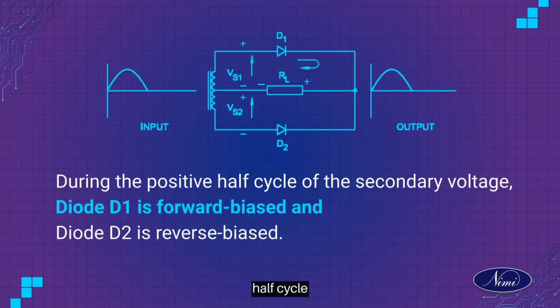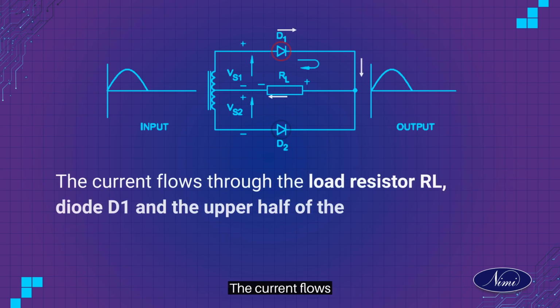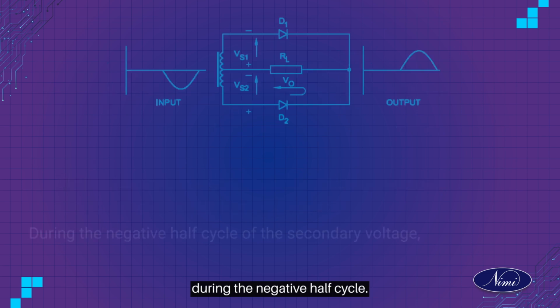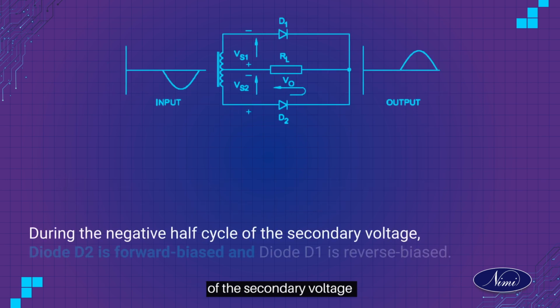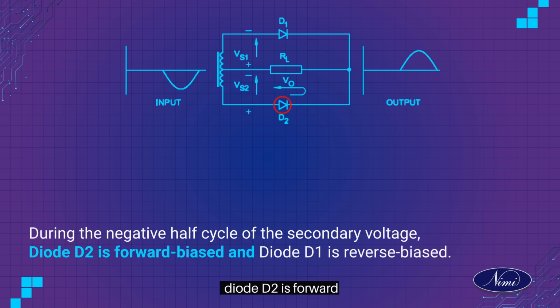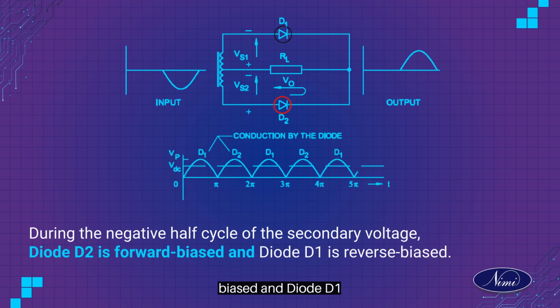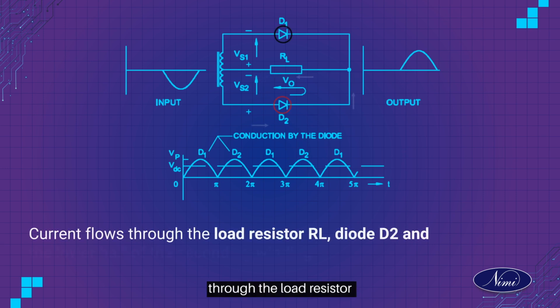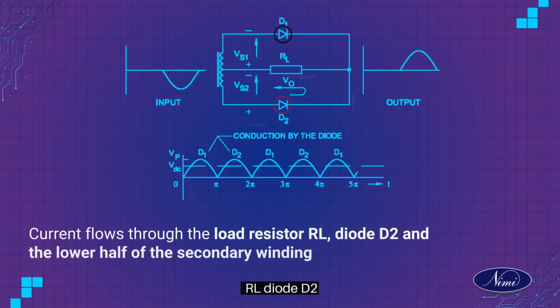During the positive half cycle of the secondary voltage, diode D1 is forward biased and diode D2 is reverse biased. The current flows through the load resistor RL, diode D1 and the upper half of the secondary winding. During the negative half cycle of secondary voltage, diode D2 is forward biased and diode D1 is reverse biased. Therefore, current flows through the load resistor RL, diode D2 and the lower half of the secondary winding.